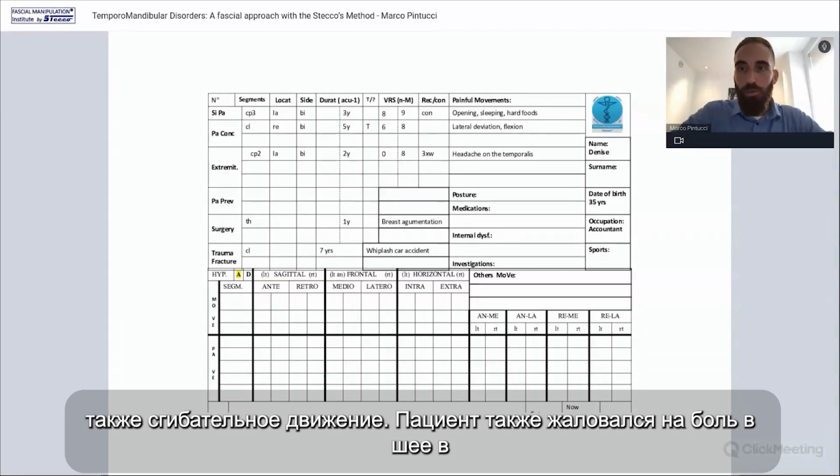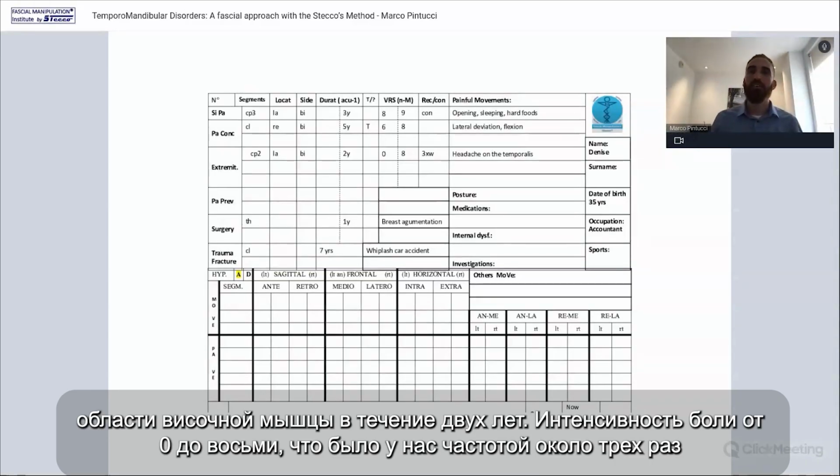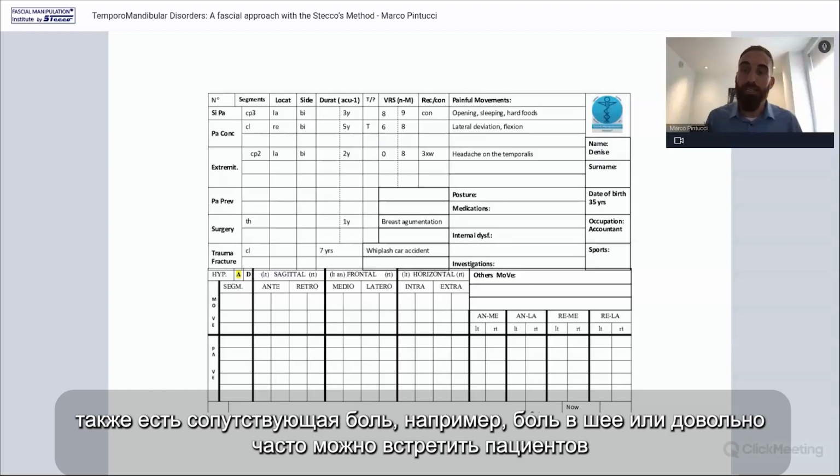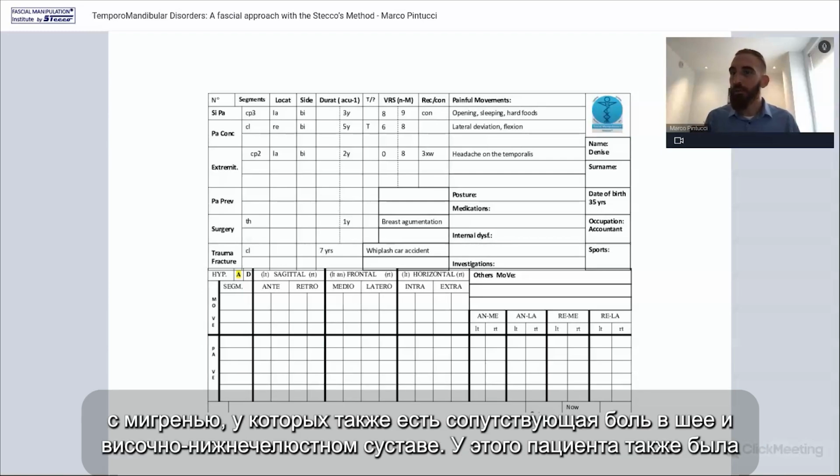The patient also complained about pain around the temporalis area for 2 years, pain intensity 0 to 8, with a frequency of around 3 times a week. And this is also interesting data, because most of the patients with temporomandibular disorder also have concomitant neck pain, or it's quite common also to find patients with migraine that also have concomitant pain in the neck and the TMJ.